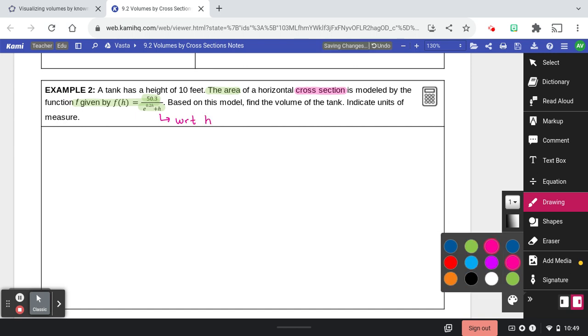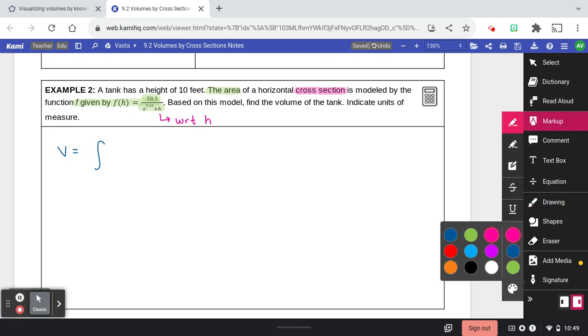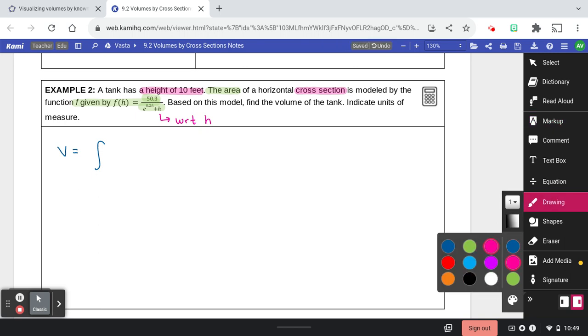So I'm going to integrate. My volume is going to be the integral from, now it says here in the directions that h, the height of the tank, goes up to 10 feet. So if I think about a tank, it would start on the ground, so it'd be 0 feet tall, and it would go all the way up to 10 feet tall. So my bounds would be from 0 to 10.